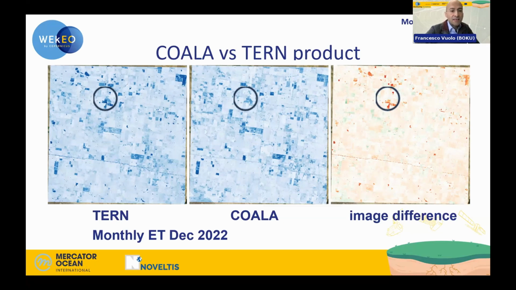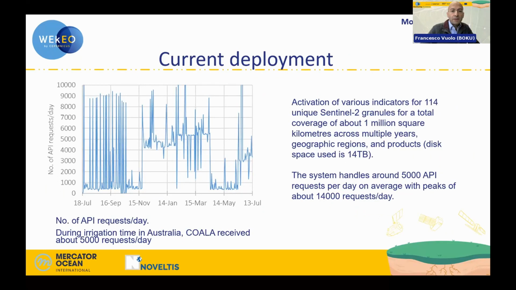Now, the main difference is that TERN is monthly. It's a monthly aggregate, while Koala goes down to the day. So it's a product that allows you to do actual management of irrigation in the field. So it's not just historical environmental monitoring products, but it is actually a service that can help users.